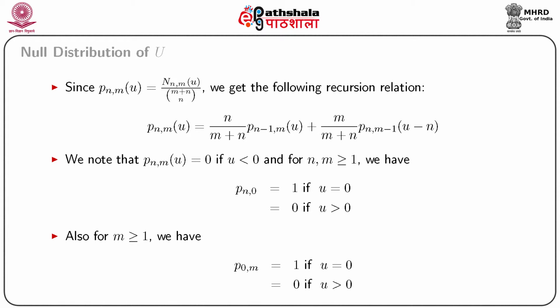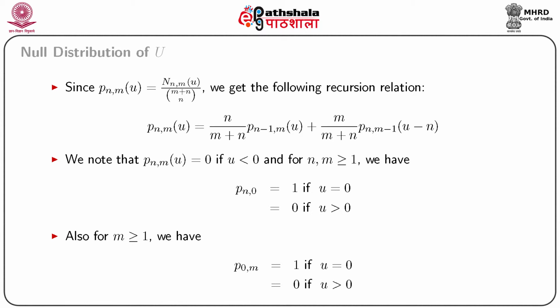Since P_{n,m}(u) is the ratio N_{n,m}(u) divided by (m+n choose n), we get the following recursion relation. That is, P_{n,m}(u) equal to n divided by (m+n) P_{n-1,m}(u) plus m divided by (m+n) P_{n,m-1}(u-n), where P_{n-1,m}(u) is N_{n-1,m}(u) divided by (m+n-1 choose m) and P_{n,m-1}(u-n) equal to N_{n,m-1}(u-n) divided by (m+n-1 choose m-1). Note that small u is always non-negative and hence P_{n,m}(u) equal to 0 whenever u is strictly less than 0.